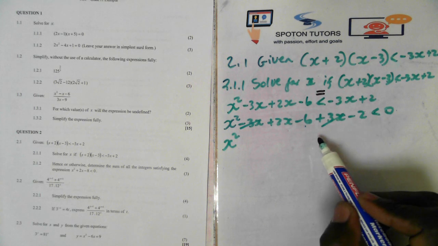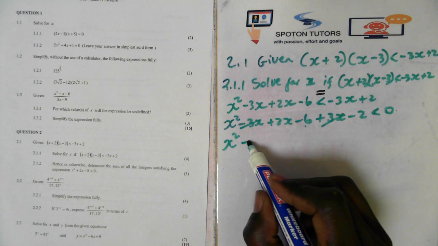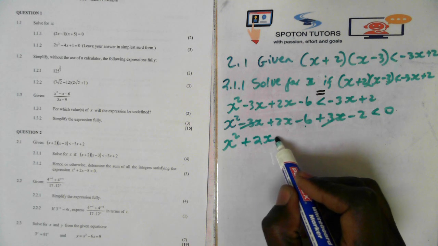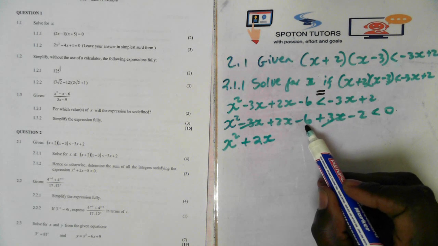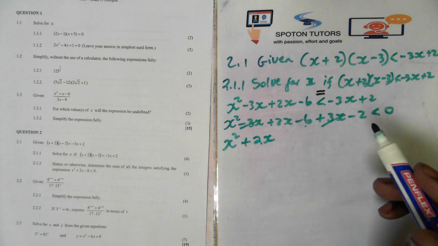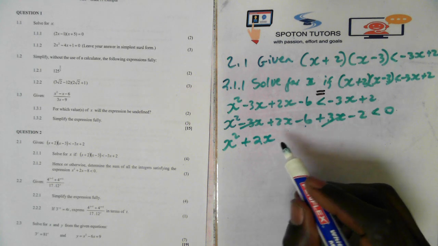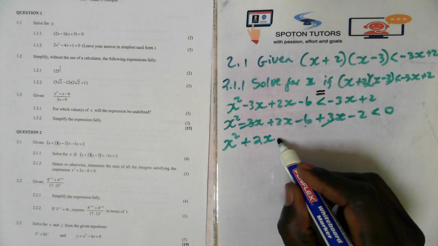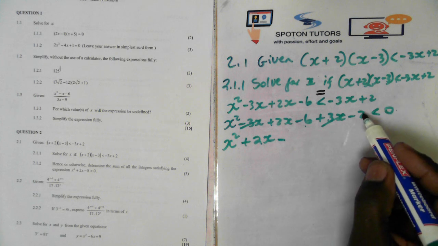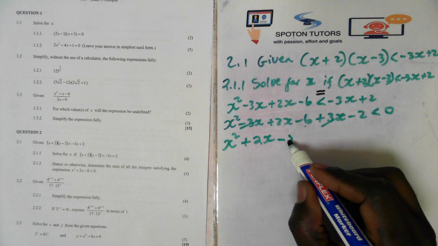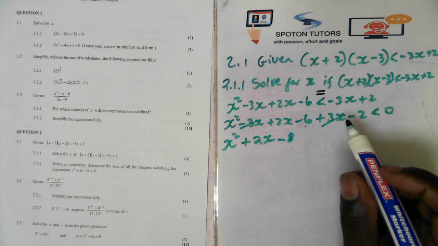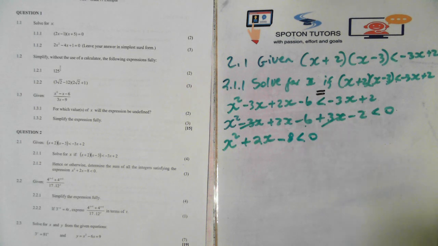And then this and this add up. Let me do that now for you. Plus 2x. Then you've got a negative 6 and a negative 2. Of course, the signs are the same, nothing changes. They are not multiplying, so it will be negative. Then you just add the terms, which is 8. This gives you less than 0.